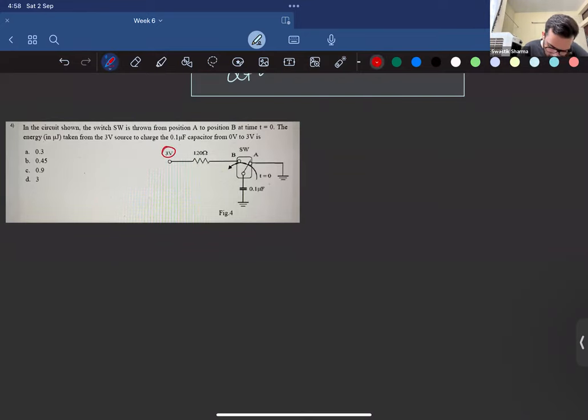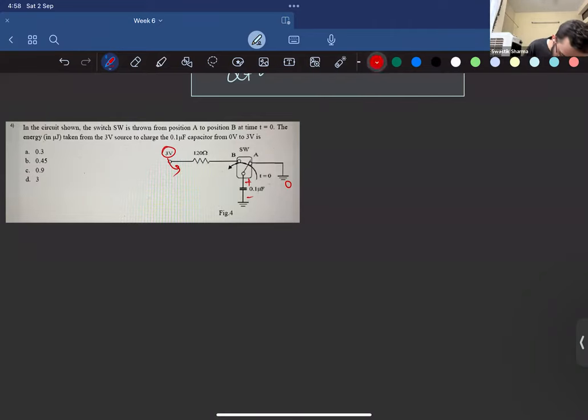Before the switch was closed at t equals 0, it was grounded, right? So it was uncharged, because since it was grounded, VC(t) is nothing but 0, right? So now after it was switched to charging, it's asking us how much power did the 3 volts supply to charge the capacitor from 0 to 3.